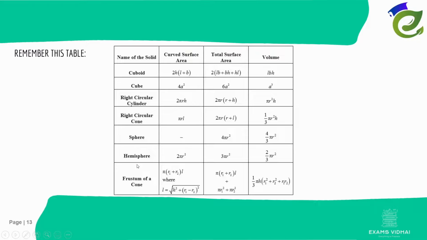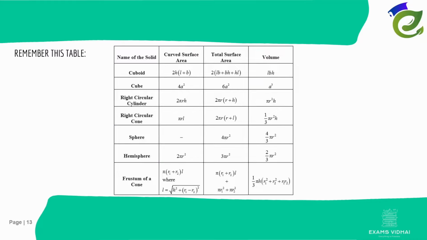Frustum. The new thing here is the frustum of a cone. Frustum is what you get if you cut a right circular cone at the top, near the vertex. It becomes a frustum having two different areas, having two bases. It is the same as a bucket. Frustum is the same as a bucket. Okay.